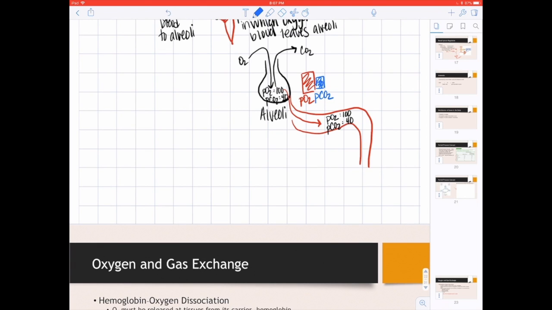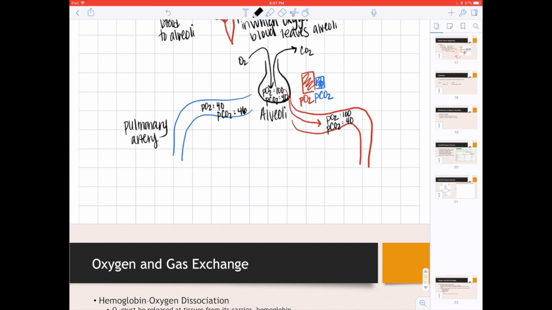Now, let's look at the pulmonary artery, which takes deoxygenated blood to the alveoli so that it can be oxygenated. So we have here our pulmonary artery. Now, in the pulmonary artery, the partial pressure of oxygen is only 40, whereas the partial pressure of CO2 is actually higher. It's going to be 46.